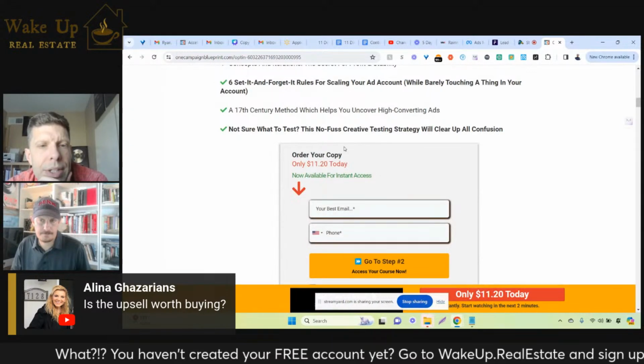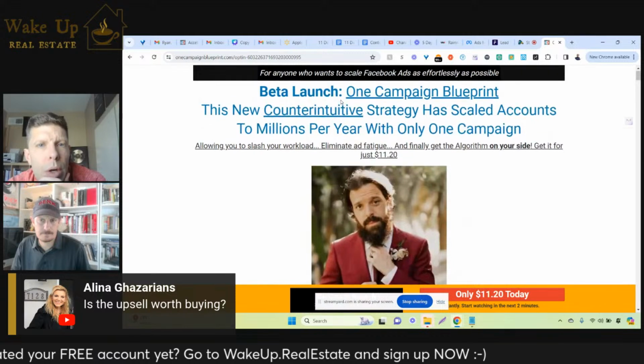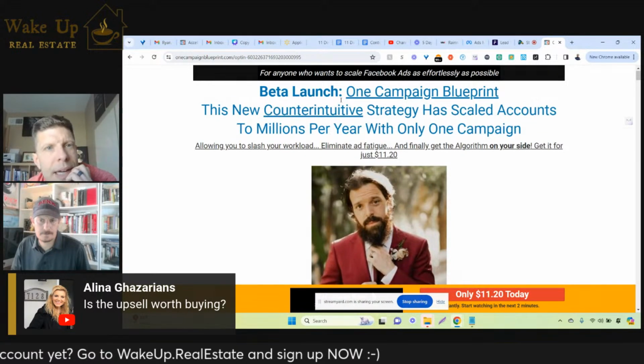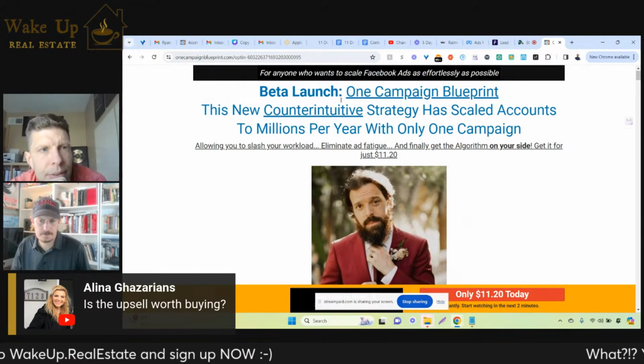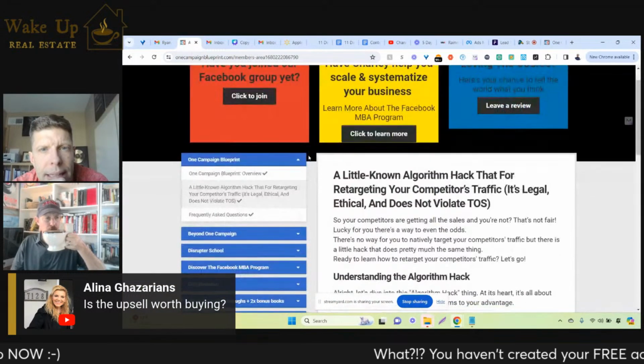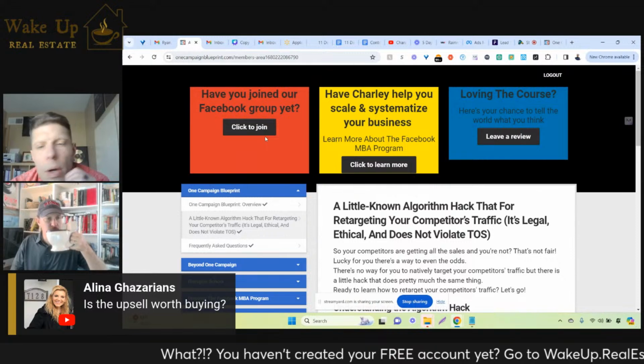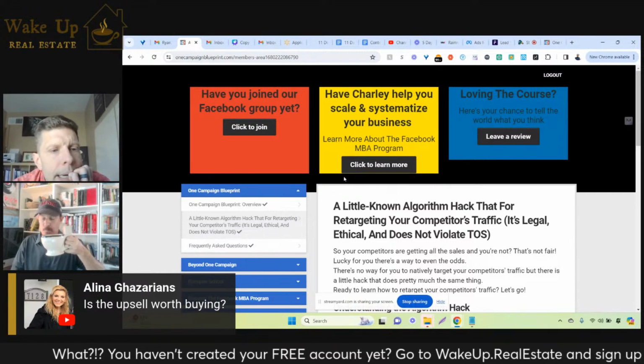But I got this front end offer. There was an order bump, and I bought one of the upsells. So I don't know, I spent like $150 or something like that. And then the members area just looks like this. He's got a Facebook group for the buyers.